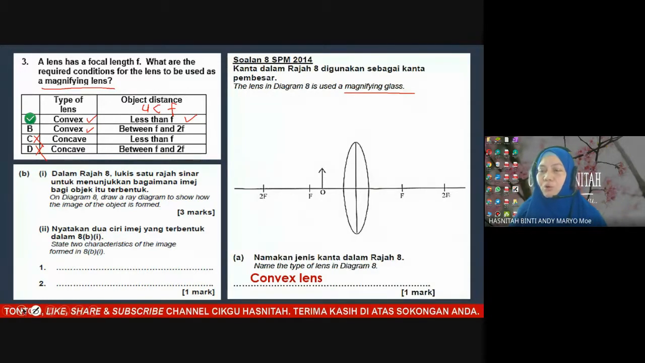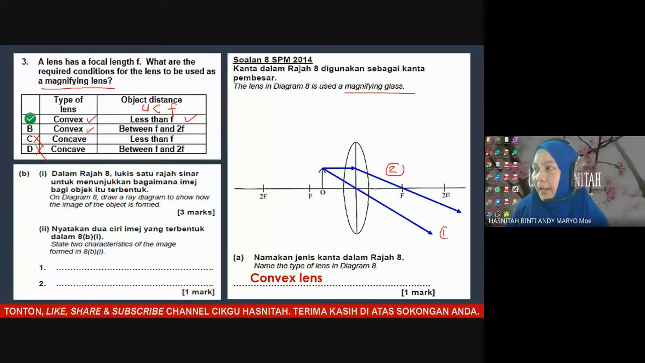Okay, how to draw? Okay, try drawing. So the first one, we draw a line parallel to the principal axis, and it will converge at F. Okay, can you tell me is this rule number 1, number 2, or number 3? Number 2. Yeah, this is rule number 2. And then second, you can draw the line passing through the optical center. Okay, so this is rule number 1.